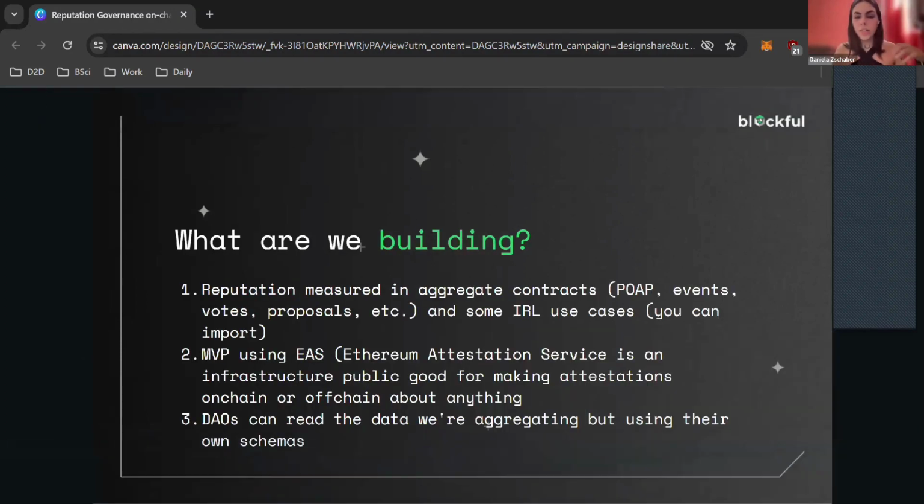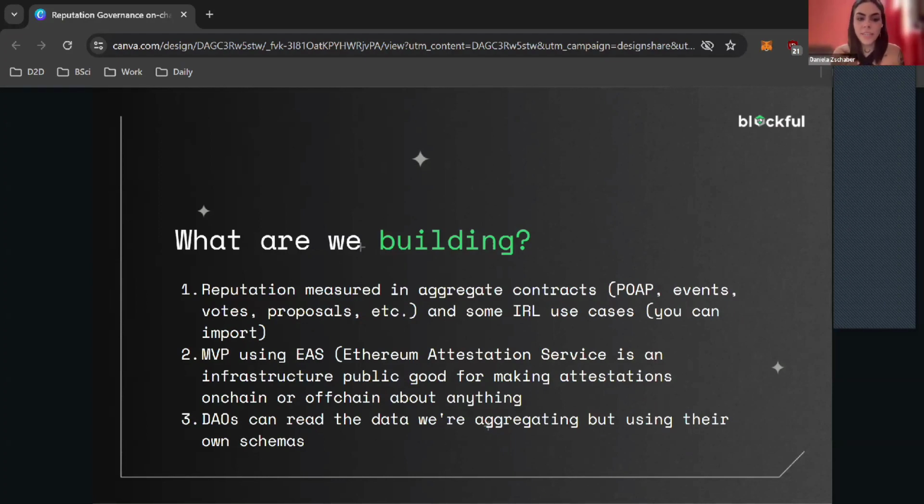So reputation in Trustful is measured in aggregate contracts. You connect your wallet and we can read your on-chain data, such as POAPs, events you attended, votes, and proposals. So if you have a POAP that says that you attended this workshop and it counts as reputation, you'll be there. In our MVP, we are using EAS, Ethereum Attestation Service, which is public goods infrastructure for making attestations on chain or off chain about anything.